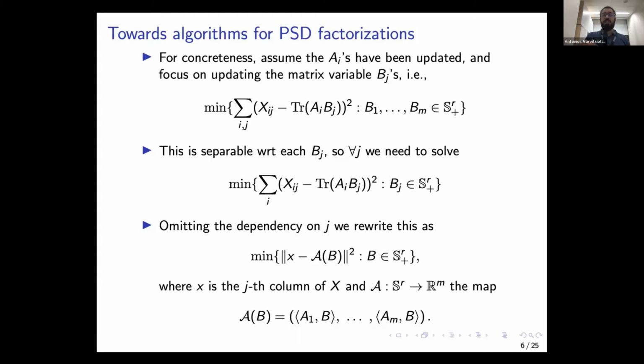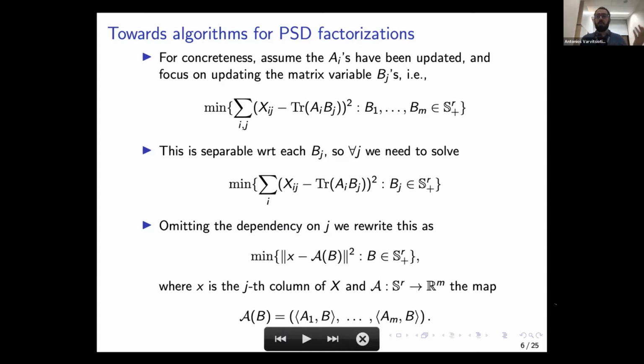Here this is just simplifying notation, where this small x is just the jth column of the matrix X. These are exactly all the entries that appear here, and script A is this linear mapping that you feed a symmetric matrix of size R, and it spits out the inner products of your matrix B with A1, A2, and AN. These are the fixed PSD matrices that we have already updated in the previous step. This norm is just the usual Euclidean norm. Hopefully you see that this is just notation, exactly the same as this program.